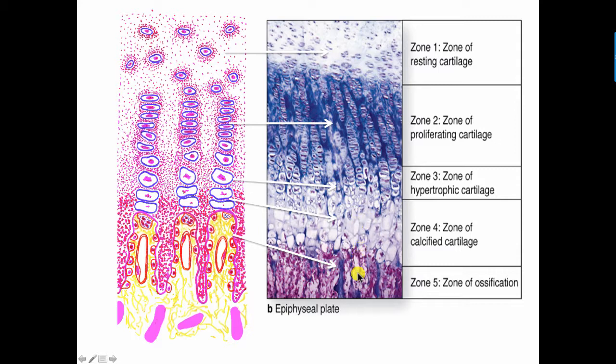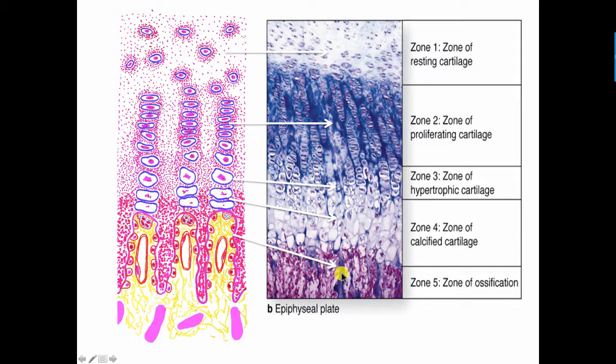Finally, in the zone of ossification, or zone of resorption as it's sometimes called, the calcified cartilage surrounding the degenerating chondrocytes is digested by osteoclasts that move into this area from small blood vessels, and as they digest the calcified cartilage, they leave spicules of calcified cartilage, shown here in blue.